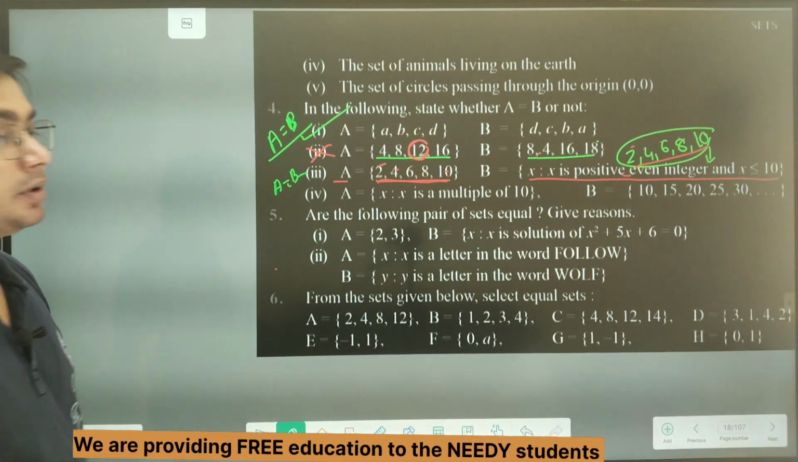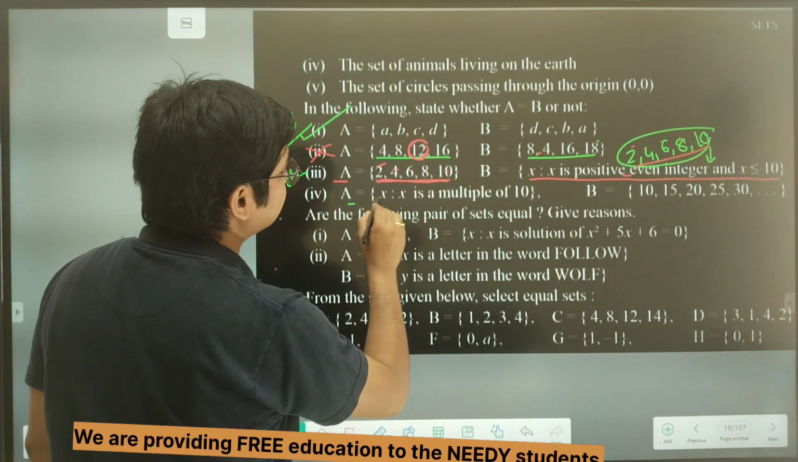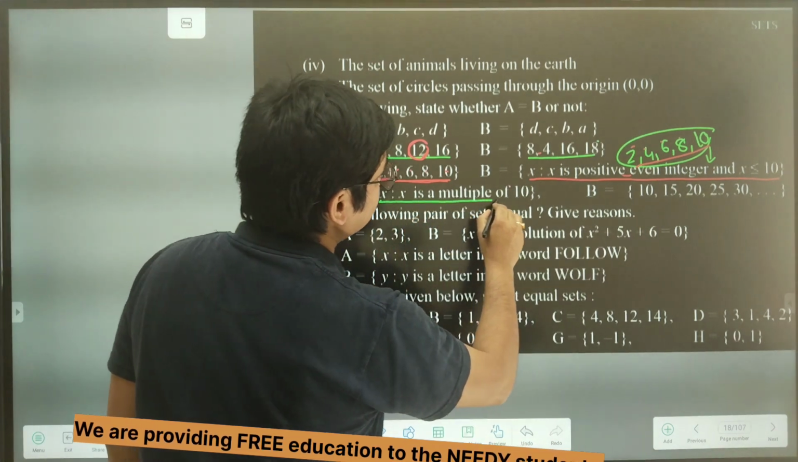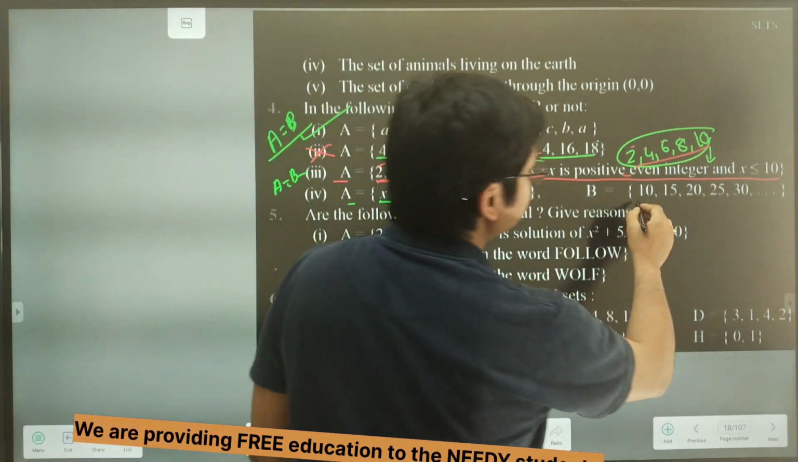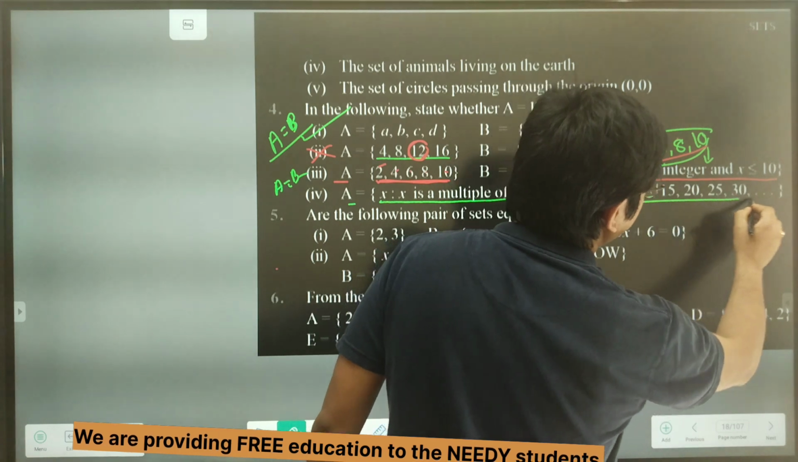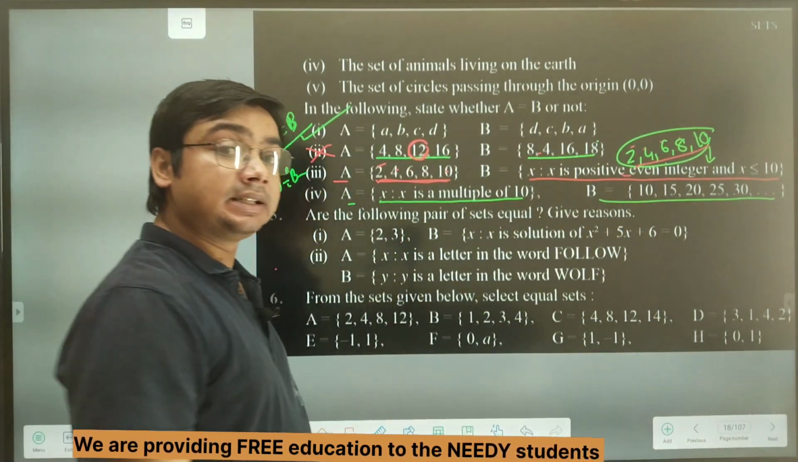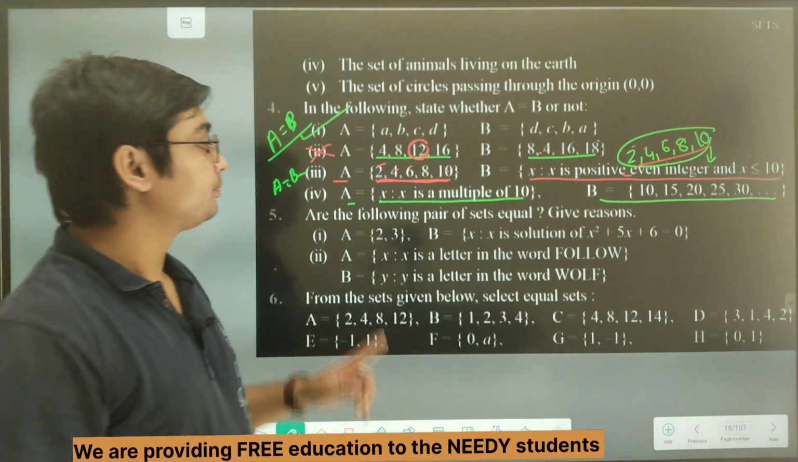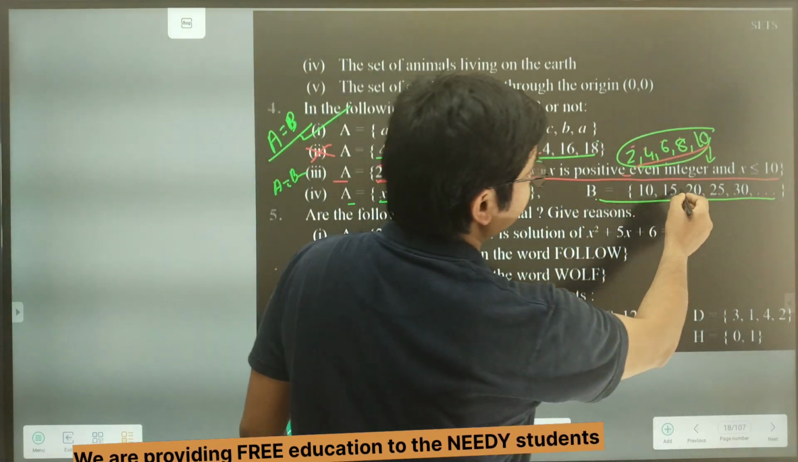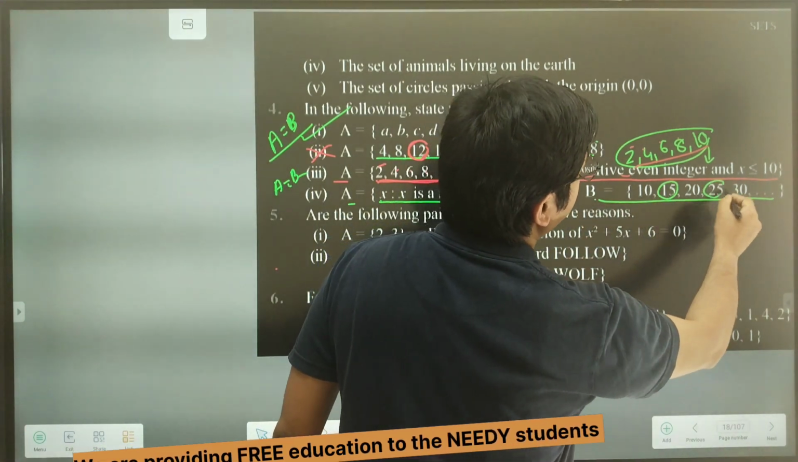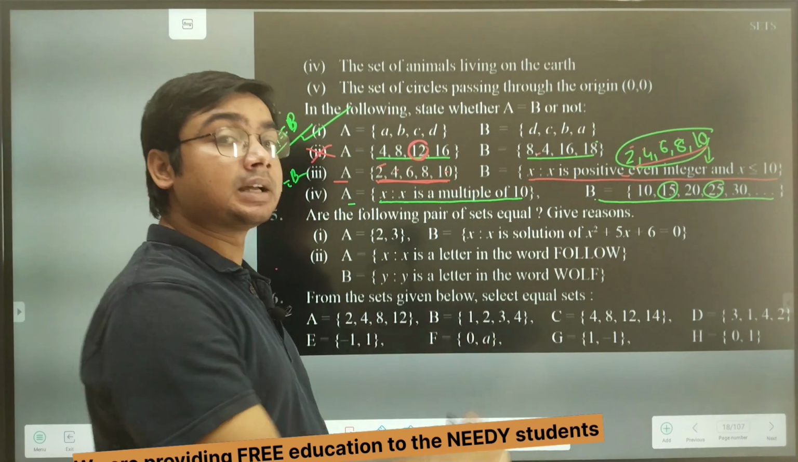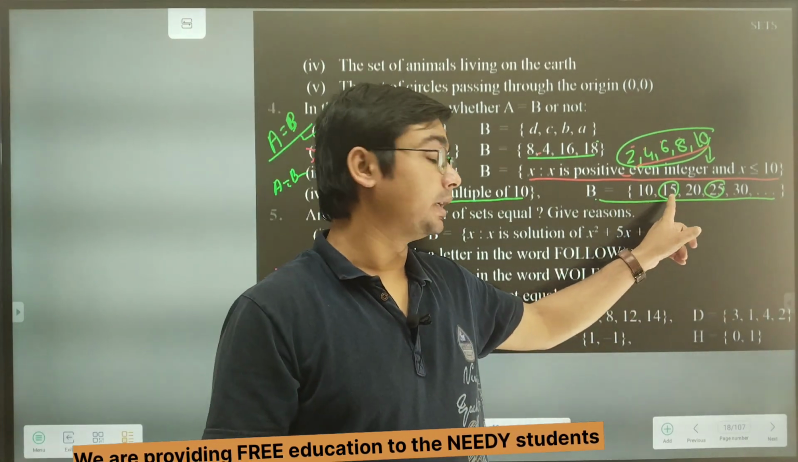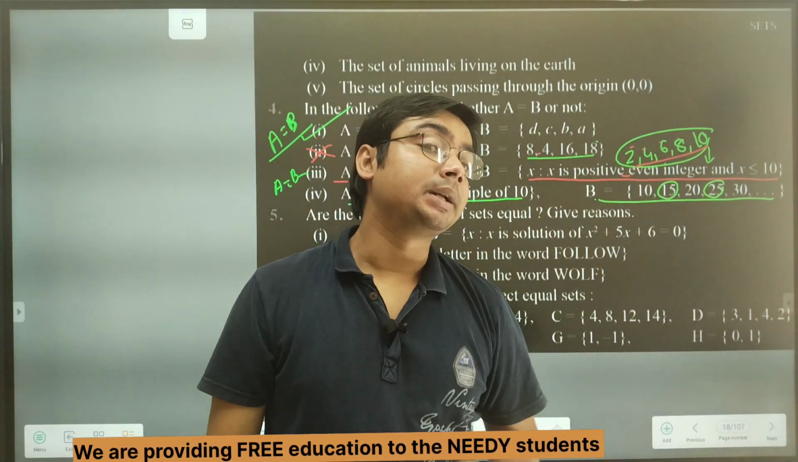And the fourth one, you see here: x is a multiple of 10, and here some set B is given, this one. Now are they equal or not? Here in this set B, there are 15, 25 and 35. This type of elements will also be there, which are not multiples of 10.